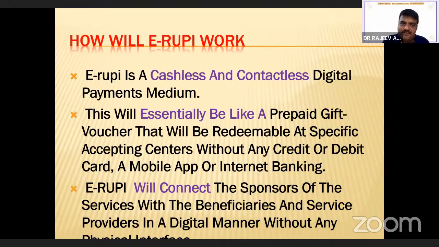We all know what prepaid is. So it is like a prepaid gift voucher. You are redeeming it somewhere, and then you are giving it to that person, and it will connect the sponsor of the service with the beneficiaries in a digital manner without any physical interface. You don't have to do any physical interface.